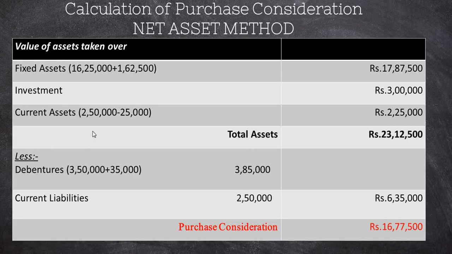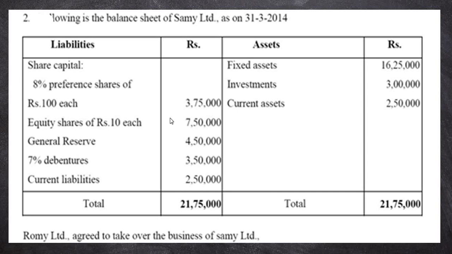So this is the solution which I have already done. I'll explain to you how I have calculated. So here, the formula for the purchase consideration is the value of assets taken over minus liabilities taken over. So for calculating this, fixed assets is given in the balance sheet. So how much is that?